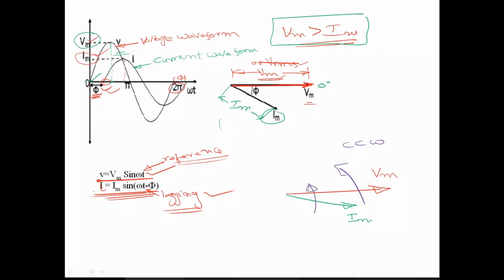This is also rotating with the same speed, because what is that speed? Omega t, in both the cases we have. So with the same angular velocity omega, these two vectors will rotate in the counterclockwise direction. Now from this diagram we infer that current I is lagging behind V.